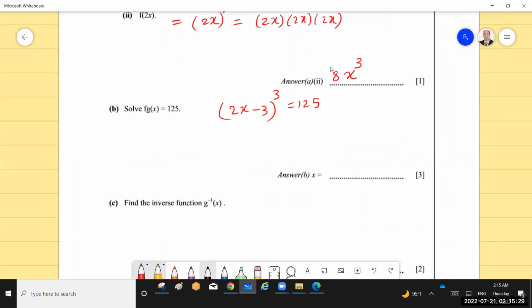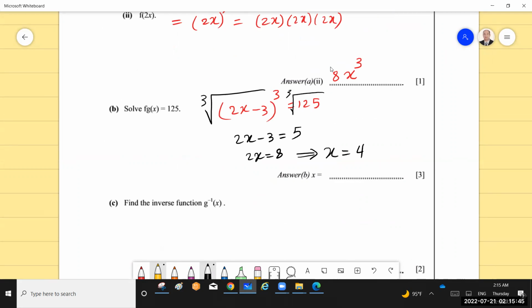To solve this equation, you have to take a cube root of each side to remove the power 3. Now 2x minus 3 is equal to the cube root of 125, which is 5. So 2x is equal to 8 and x is equal to 4 by dividing each side by 2.